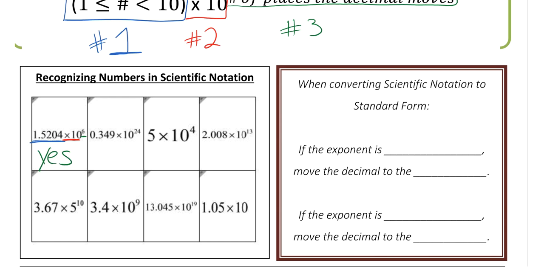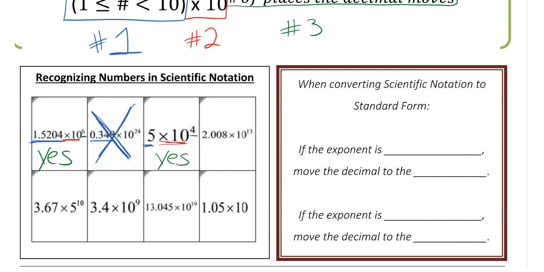If I look at the second box, we have 349 thousandths. 349 thousandths is not between 1 and 10. So right off the bat, I can see that this is not going to be scientific notation. For the third box, I have 5 times 10 to the 4th. 5 is between 1 and 10. We have times 10 included, and then we have an exponent of 4. So yes, that is in the proper format. That is scientific notation.